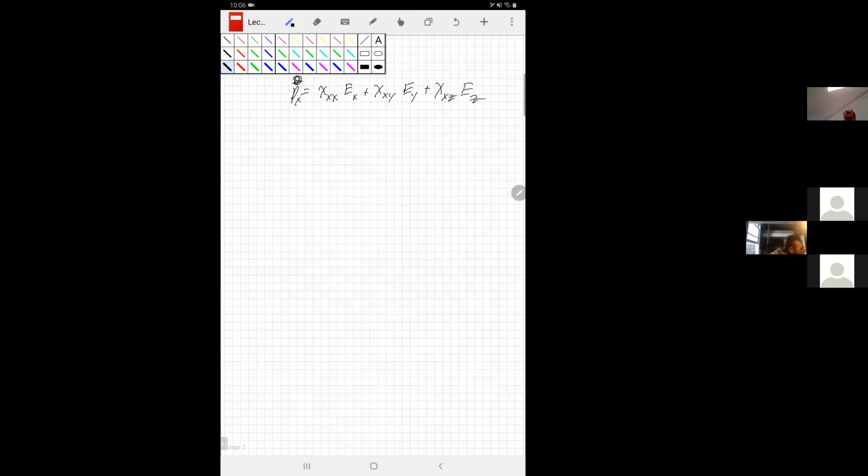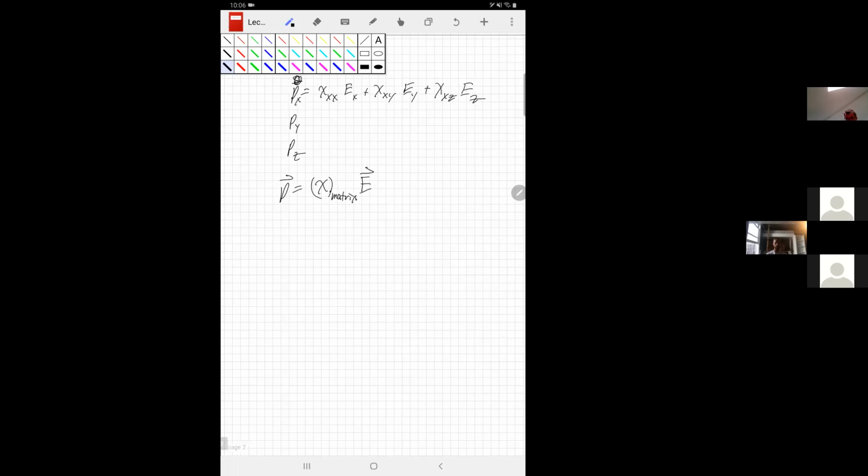This just expresses the fact that the polarization density, the density of polarization along the x direction, is a linear function of the three components of the electric field. And in general, we could write similar things for Py and Pz, and then we could say that P is equal to the chi matrix operating on the E vector.